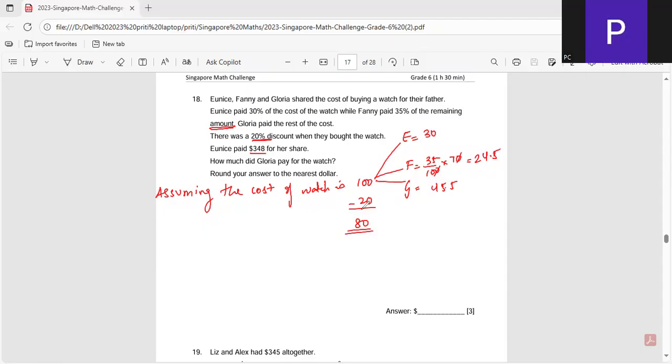So there was a $20 discount. So we have to recalculate these values. Again, there'll be a 20% discount for all of them. So 20% off on this will come to $24, and 24.5 into 0.8 will be 19.6, and 45.5 into 0.8 is this. So this will add up to $80, and this was $100 with a 20% discount. So this is the amount that they had to pay.